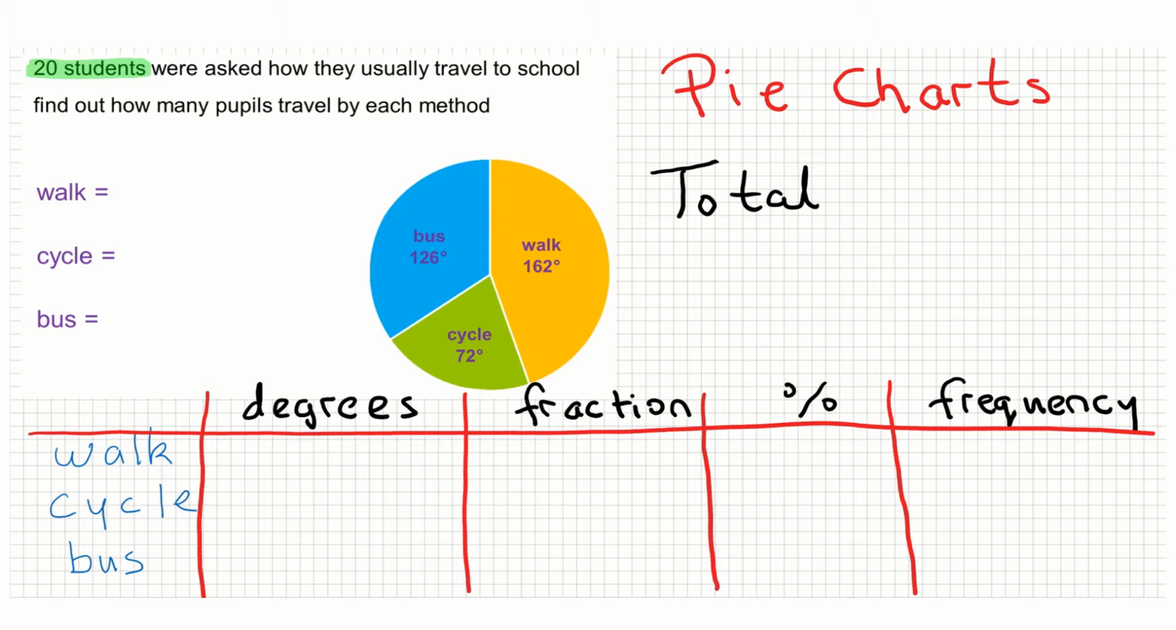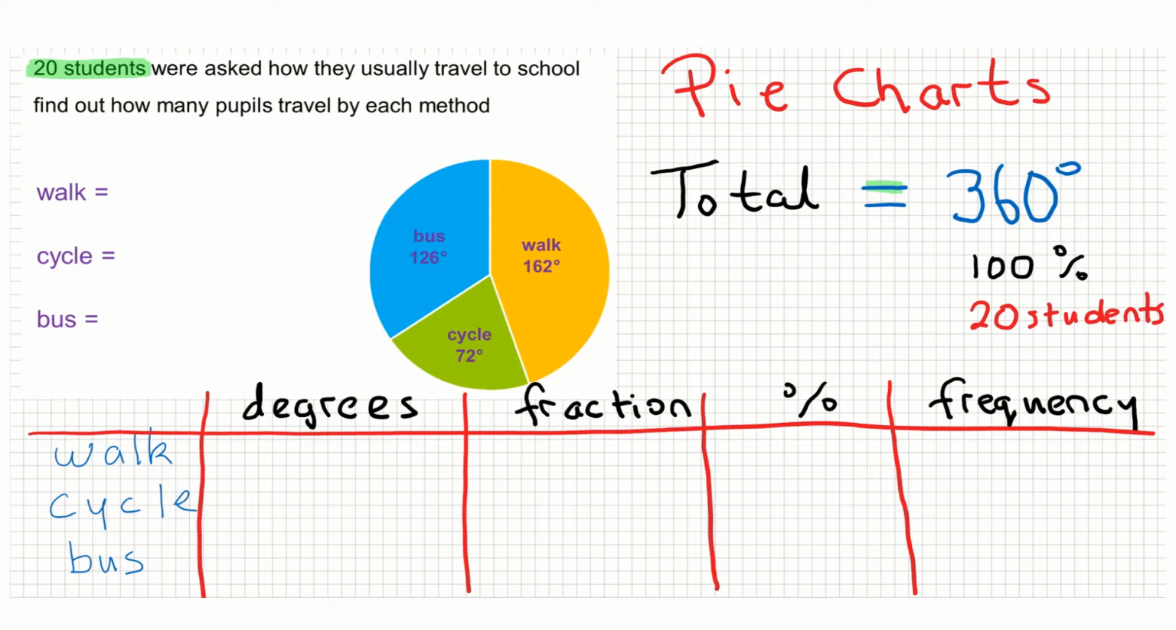So I've set up a table here to go through the whole thing. The first thing, it's very important to know how many degrees are in a pie chart. 360. Okay, and it'll also be important just to consider that that's 100% of the pie chart, and in this case it's 20 students. Okay, so we need to be able to link together the frequency, the percentage, the degrees. Okay, so let's take a look at walking first.